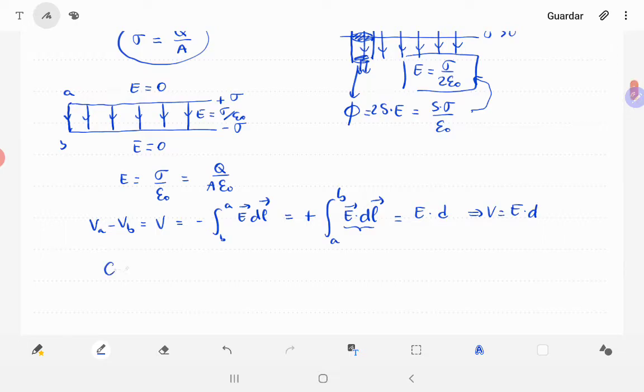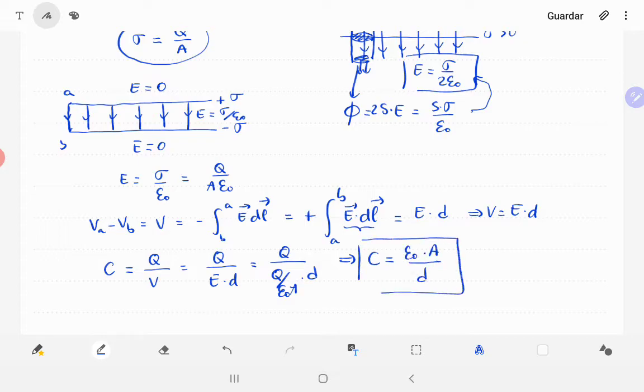So the thing we have to derive now is the capacitance, if you remember. This has to be Q divided by V. This is Q divided by E times D, and we already know that E is Q divided by epsilon sub 0 A, times D. So the capacitance of this parallel plate capacitor is epsilon sub 0 times A divided by D, where A is the area of the plates, D is the distance between them, and epsilon sub 0 is the electric constant. Okay, so this is only valid for a parallel plate capacitor.